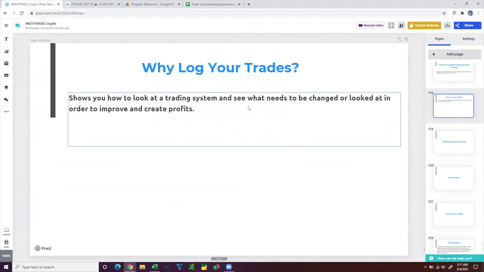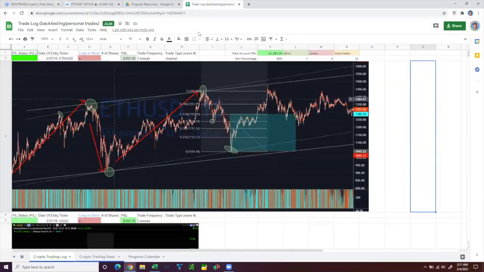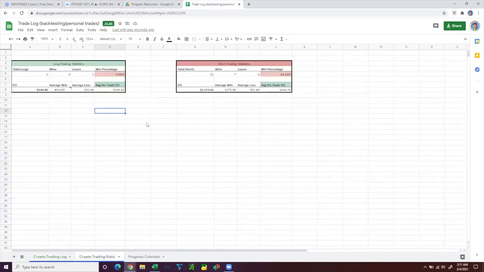The reason why we're logging trades is to show you how to look at your trading system and see what needs to be changed within it in order to create better profits. So for example, let's say we go in here, we can go over to our stats page and we can see where we're going wrong.